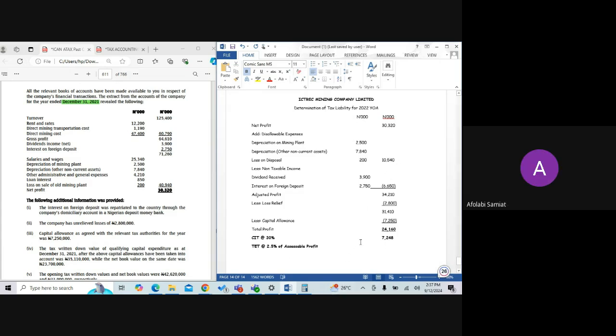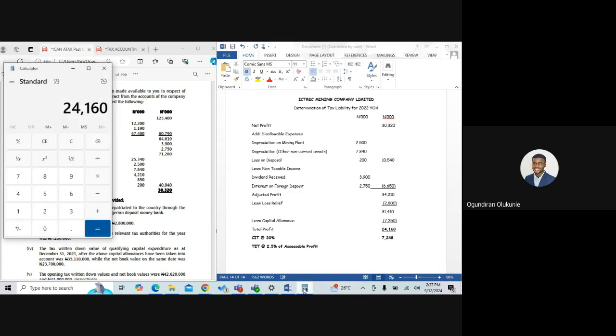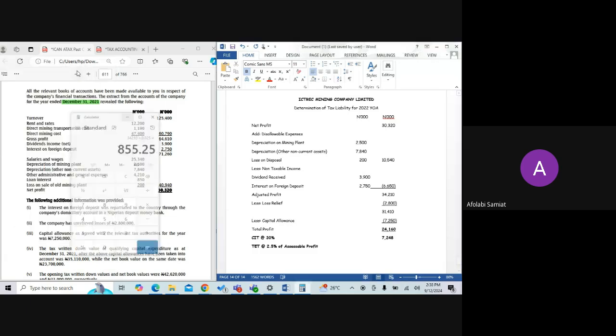2.5% based on the year of assessment. Always consider the year of assessment. You know, it's 2022. 2.5. So you have 855.25, yes? 855.25.